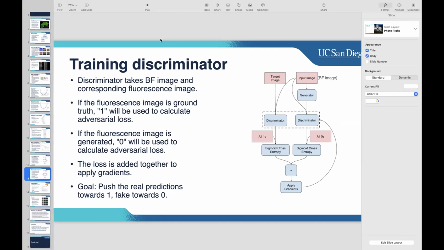How are we training the discriminator? The discriminator takes a bright field image and the corresponding fluorescence image, either the real one or the generated one. If the fluorescence image is the ground truth, 1 will be used to calculate the adversarial loss. If the fluorescence image is generated, 0 will be used to calculate the loss. The losses are added together to apply the gradients and feed back to the discriminator. The goal here is to push the real predictions towards 1 and the fake predictions towards 0.